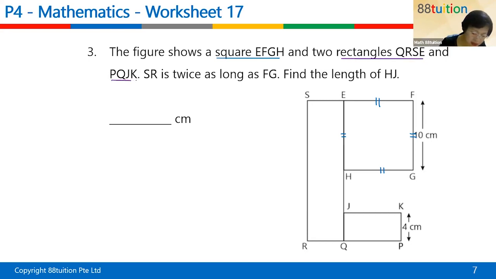This one. This one. Now, SR is twice as long as FG. See, FG, SR is twice. So when we have SR is 2 times as FG, which is 10 cm, twice SR must become 20 cm. So here to here will be 20 cm.